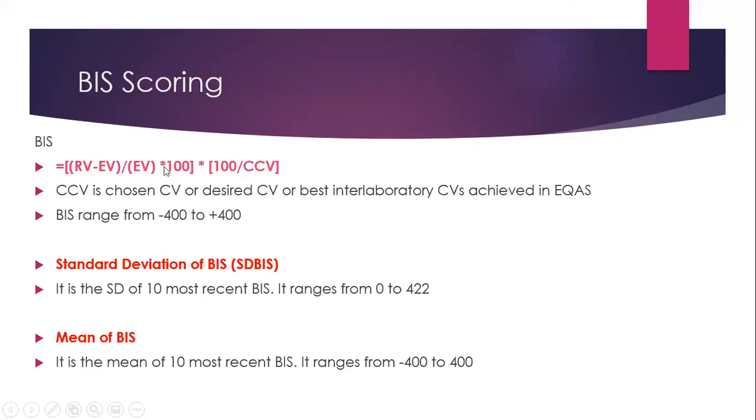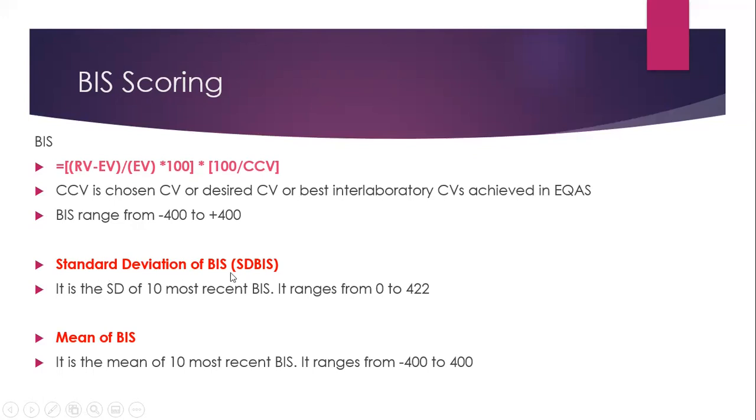What is BIS scoring? BIS scoring is reported value minus expected value divided by expected value, and the entire thing is divided by CCV. CCV is the chosen coefficient of variance or desired coefficient of variance or best inter-laboratory coefficient of variance achieved in EQAS over the last few years. BIS ranges from minus 400 to 400.